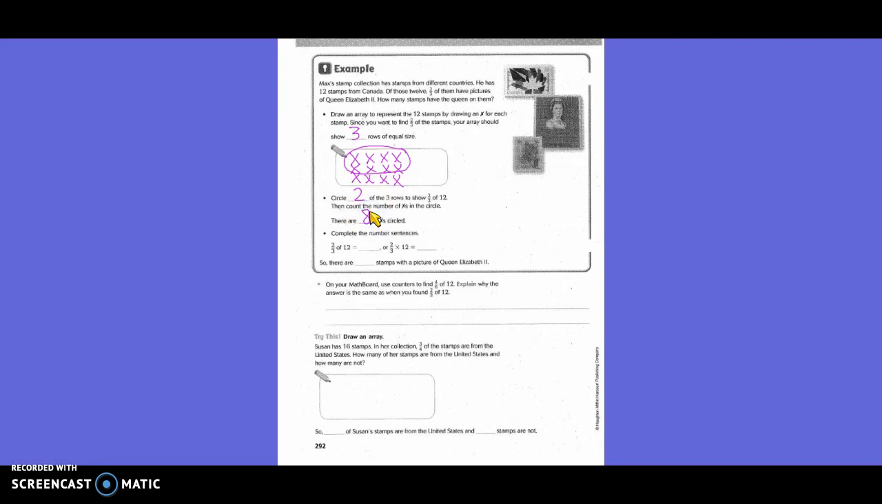So complete the number sentences. 2/3 of 12 is 8, or 2/3 times 12 is 8. So there are 8 stamps with a picture of Queen Elizabeth II.